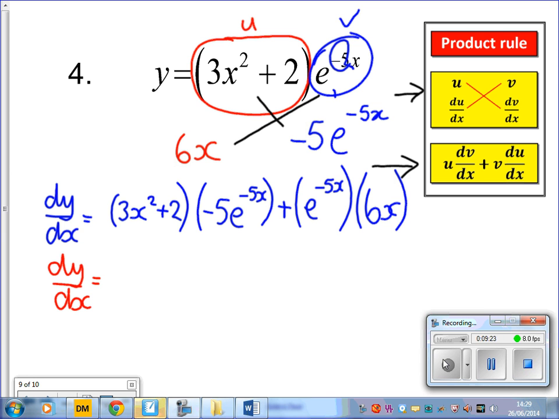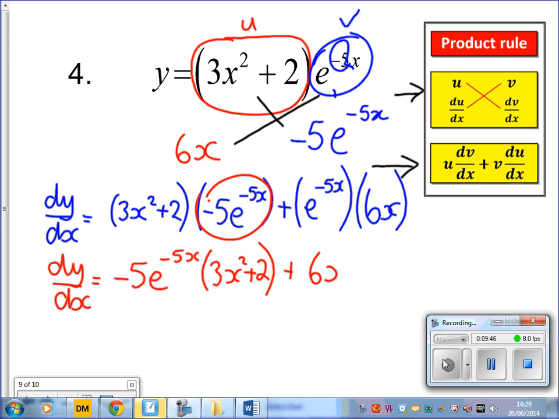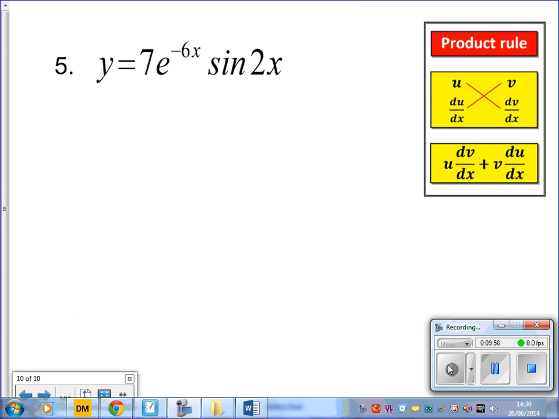I'm just going to tidy up on this last line. I'm going to move this minus 5e to the minus 5x to the front. Keep this part in the bracket, because that plus 2 is also multiplied by it. And I'm going to bring the 6x to the front, so I can get rid of the brackets there.